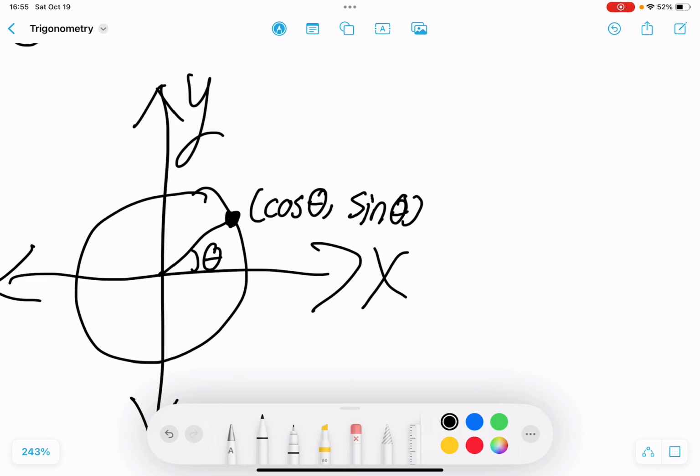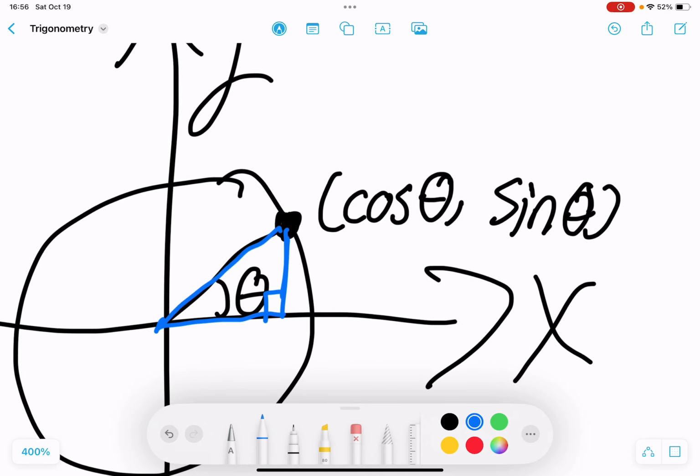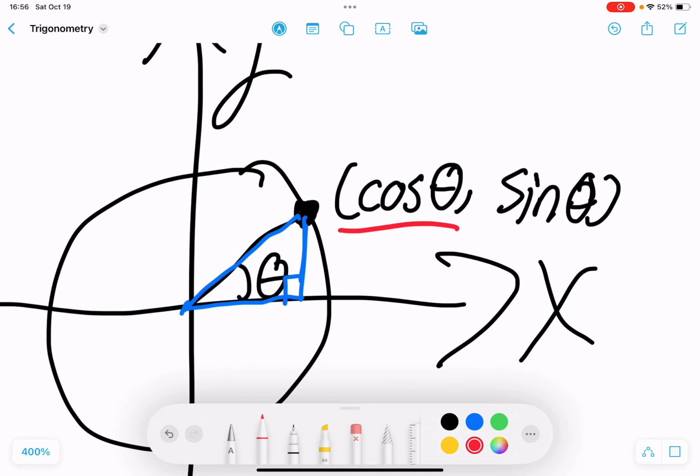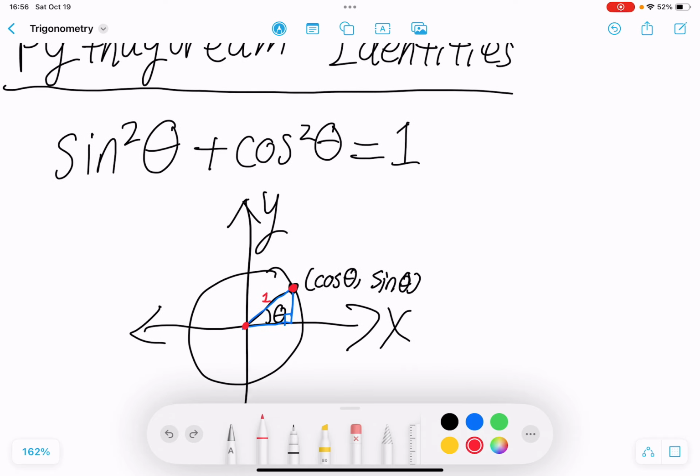I can also draw a right triangle down here to find the values more quickly. Using this right triangle, the x coordinate, which is cosine theta, is this side. The y coordinate, which is sine theta, is this side. These two lines are the legs of the right triangle, and this is the hypotenuse. The hypotenuse starts from the center and stretches all the way to the end of the unit circle, so it's the radius. It's just 1. So according to the Pythagorean theorem, which is why this is called the Pythagorean identity, this is true.